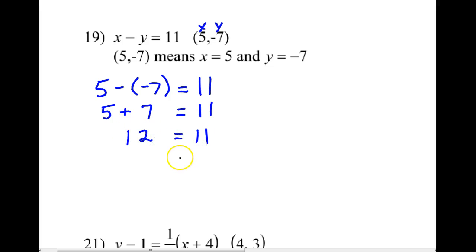So does 12 equal 11? No. So therefore, not a solution. Now, you do want to write out "not a solution" as opposed to "no solution," because this does have solutions. This is just not one of them. No solution is when it's impossible to find an answer. And when you have two variables, they have an infinite number of answers. There's a bunch of numbers that will subtract and equal 11, not just one of them. We're just checking only one.